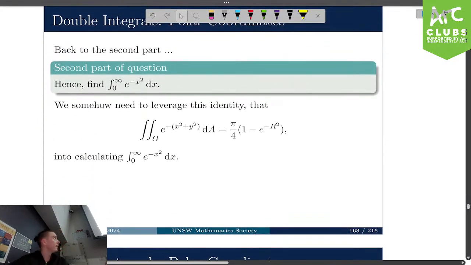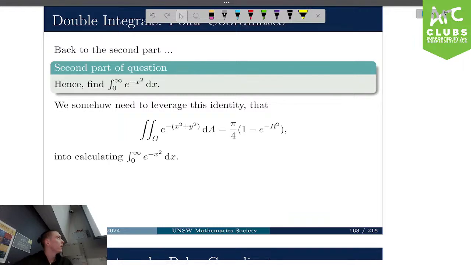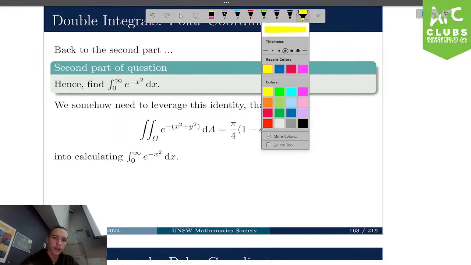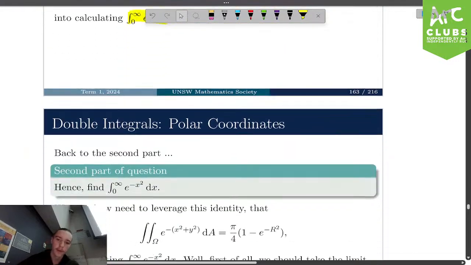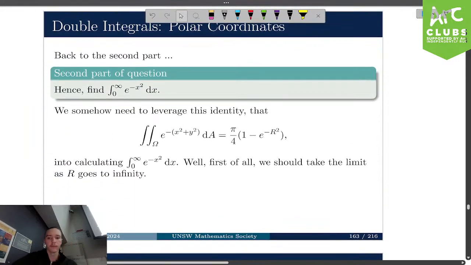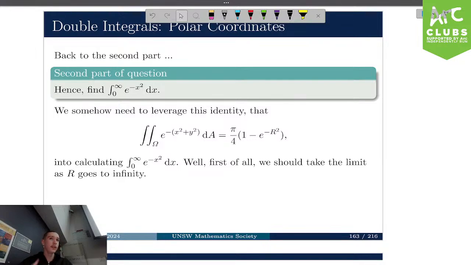Okay. So we've got this identity, right? And we want to try and leverage this. We want to work with this. What can we do here? How can we use this to calculate this? Well, it's going from 0 to infinity. So the x interval is 0 to infinity. If we think about it, our r is technically unbounded. R goes from 0 to infinity. So in other words, we take the limit on this expression here.